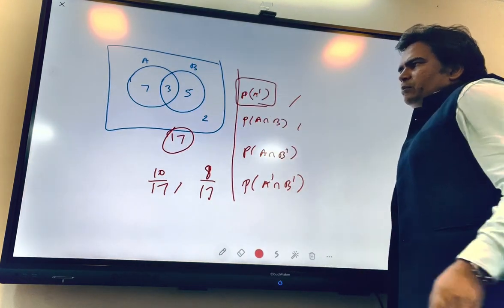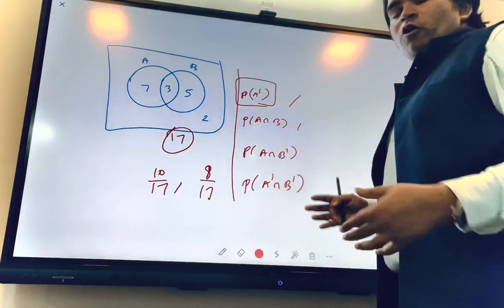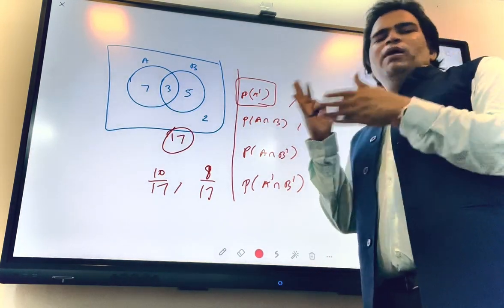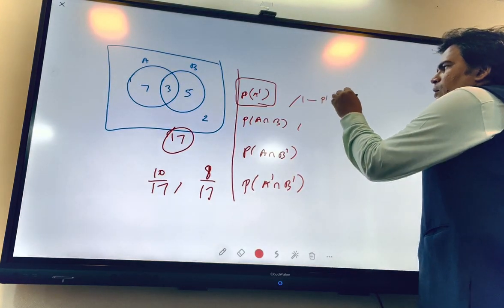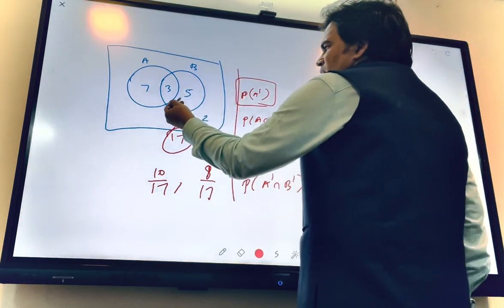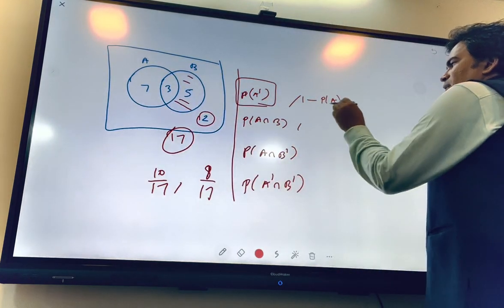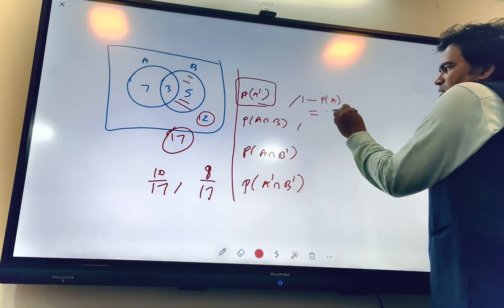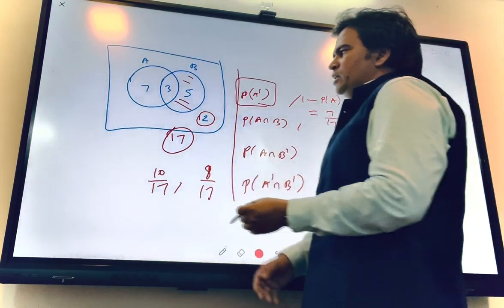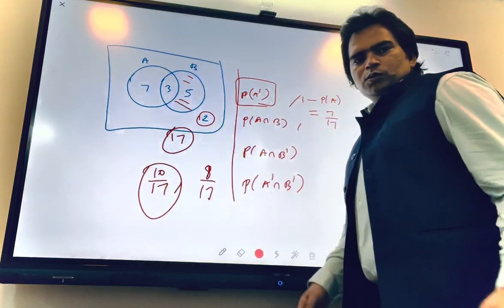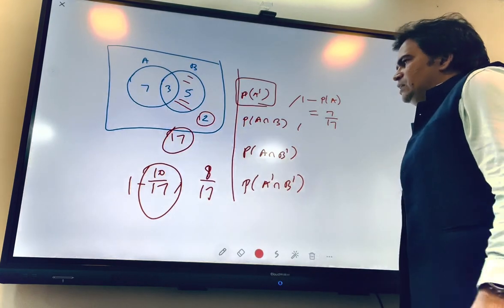A complement is basically everything outside A. So the probability of A complement will be 1 minus probability of A. What's outside are these 7. So you can either write 7 out of 17, or you could do 1 minus probability of A, which automatically gives you 7 on 17.